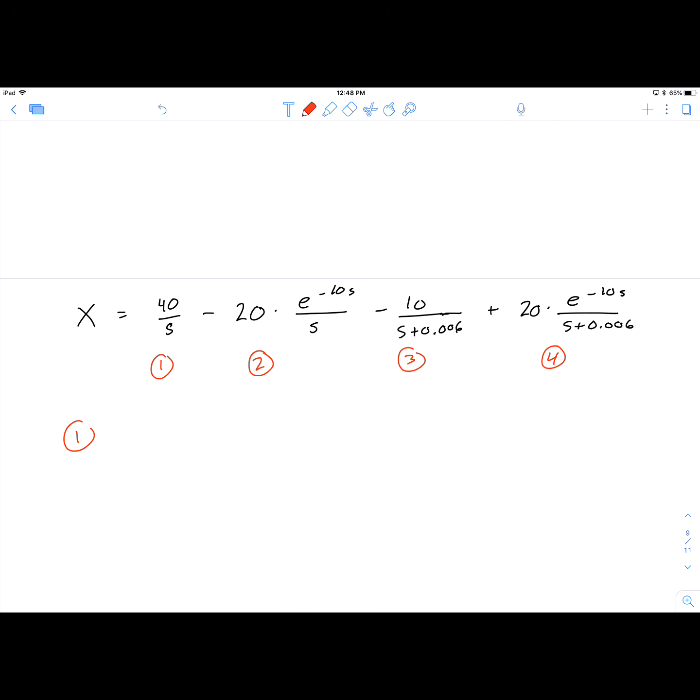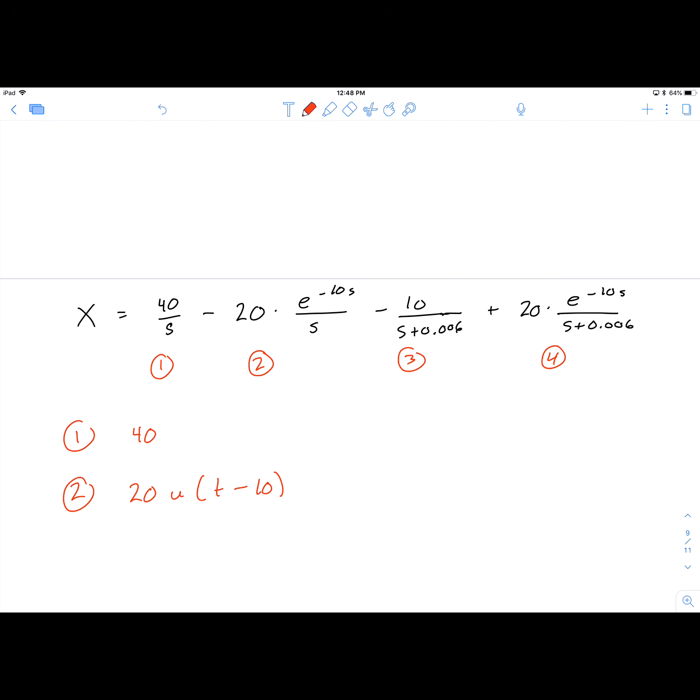So number one, the 40 over s, that's just the very first Laplace transform we saw for a constant. So the inverse Laplace transform would be just 40. The next one, the 20 times e to the negative 10s over s, if you look at your Laplace transform sheet, looks just like the unit step function with a equal to 10. So it's shifted over by 10. So that would be 20 times the unit step u of (t minus 10).